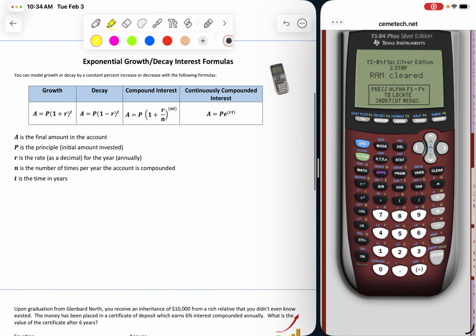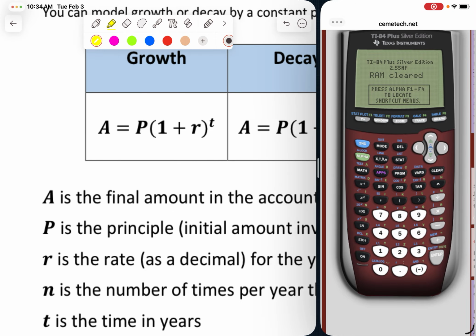So what we're talking about today still is exponential growth and decay, but we're talking about exponential growth and decay interest formulas. You can model growth or decay by a constant percent increase or decrease with the following formulas. So you will need to know these formulas. At first, it can be a little daunting to look and be like, what? I have to know 4 formulas? But they are all adaptations of the first one, okay? So we're going to look at that.